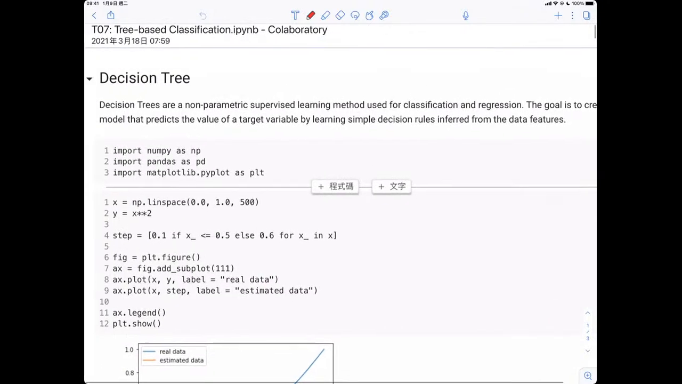The goal is to create a method that predicts the value of the target by learning simple decision rules inferred from the data points, which means we do not learn a line to fit the data, nor a surface to separate data. Here, we learn some simple decision rules. A decision rule means a rule where the answer is yes or no. Depending on your answer, we then ask the next question, and so on and so forth. Finally, we get the classification result or the regression result.